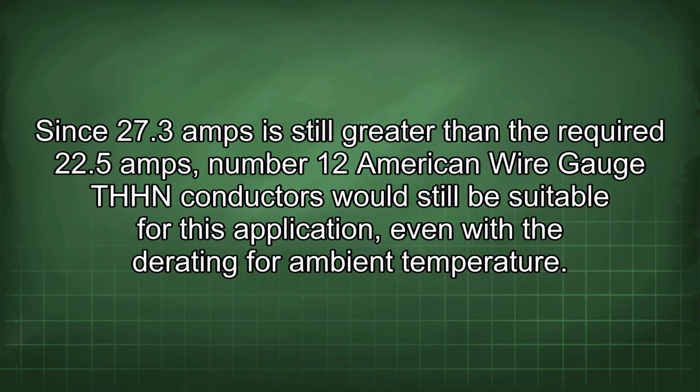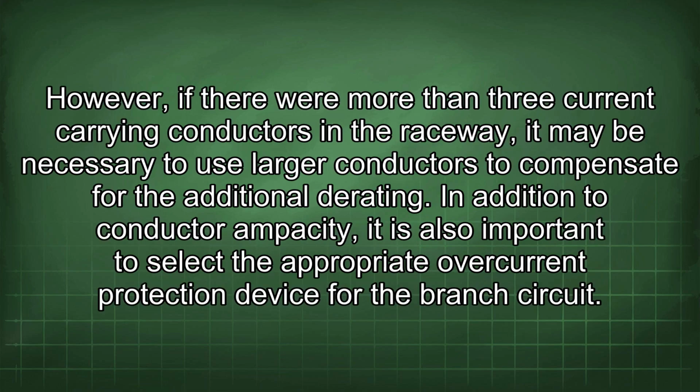Since 27.3 amps is still greater than the required 22.5 amps, number 12 American wire gauge THHN conductors would still be suitable for this application, even with the derating for ambient temperature. However, if there were more than 3 current carrying conductors in the raceway, it may be necessary to use larger conductors to compensate for the additional derating. In addition to conductor ampacity, it is also important to select the appropriate overcurrent protection device for the branch circuit.